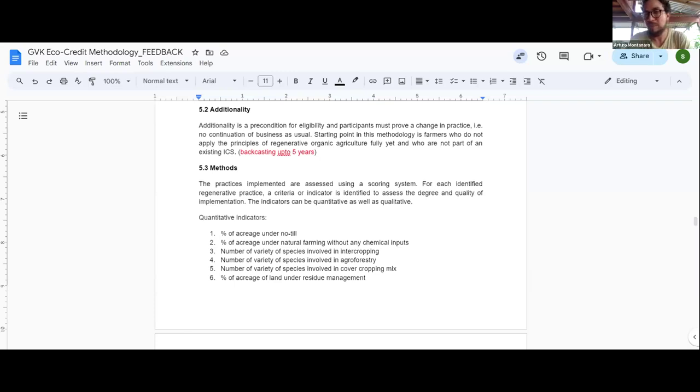Well, the first thing that comes to my mind is ecology, like how ecological something is, because you can have carbon credits out of monoculture and it's detrimental for the local species. For example, in the quantitative indicators, maybe there are more underneath.